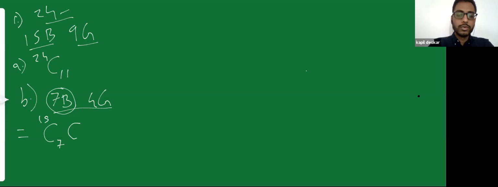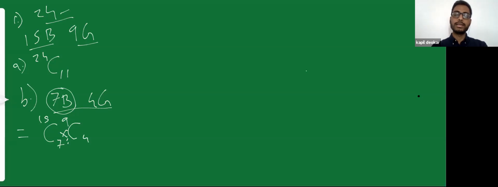Also, I need 4 girls in my team. So 4. And how many options are there? There are 9 girl students overall. So 4 female students can be selected from 9 in 9C4 different ways. And what should I use between these two? Should I use into or should I use plus? To form my cricket team, I need 7 boys and 4 girls. Which word have I used? And. So as I'm using the word and, according to the counting principle, I should use multiplication.